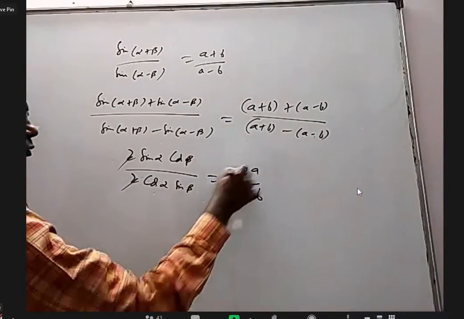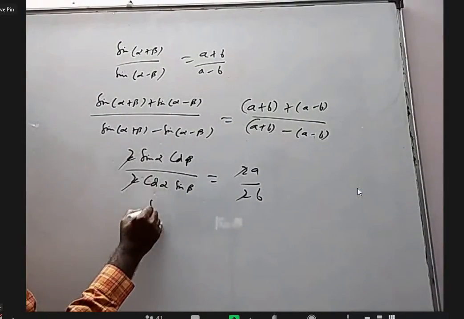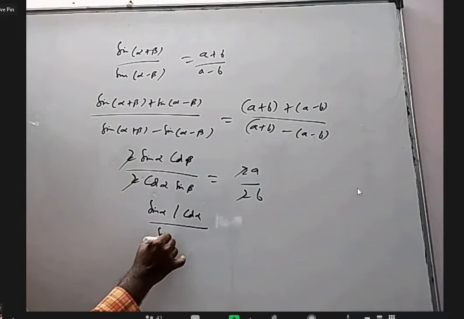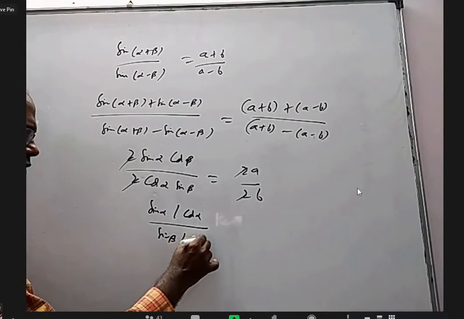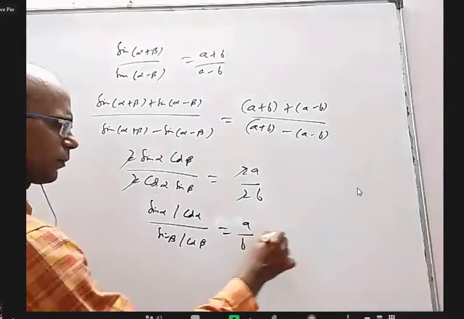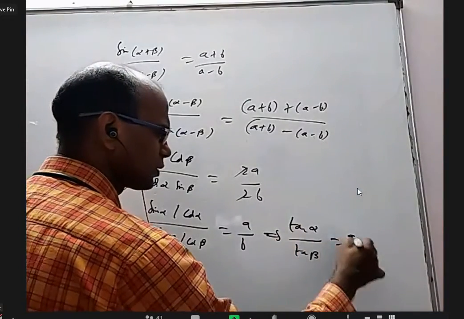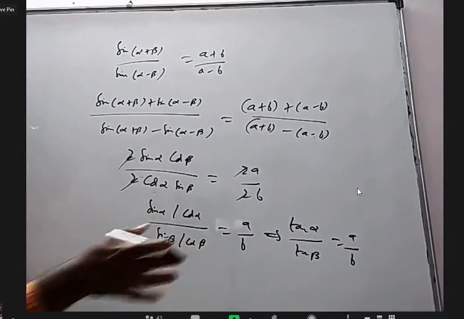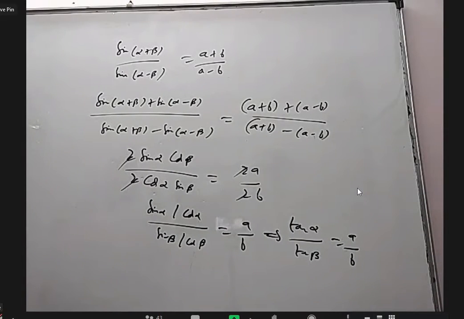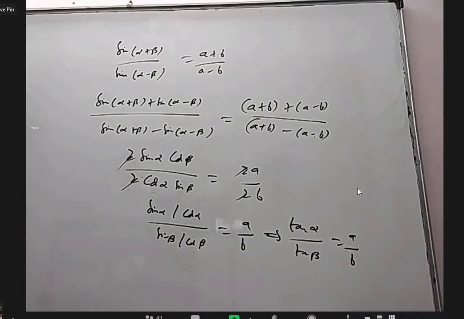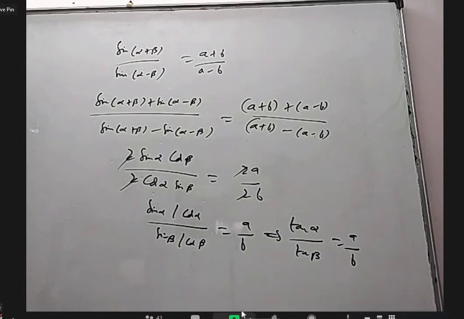2 will cancel, 2 will cancel. This sin by cos, you can write sin alpha by cos alpha. This is sin beta by cos beta is equal to a by b. That is tan alpha by tan beta is a by b. I think these are cross multiplication they asked. Okay, b tan alpha equal to a tan beta. Okay, this componendo dividendo, something similar we did in the class.